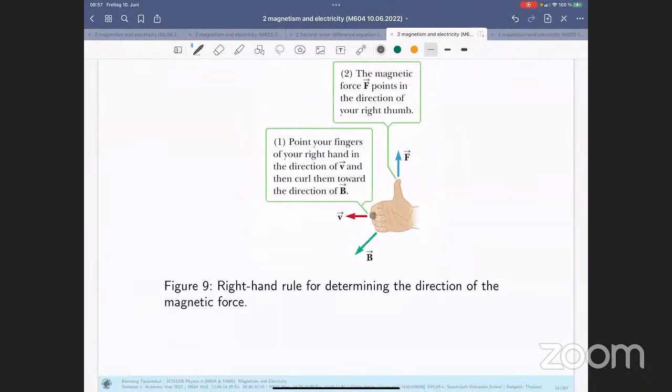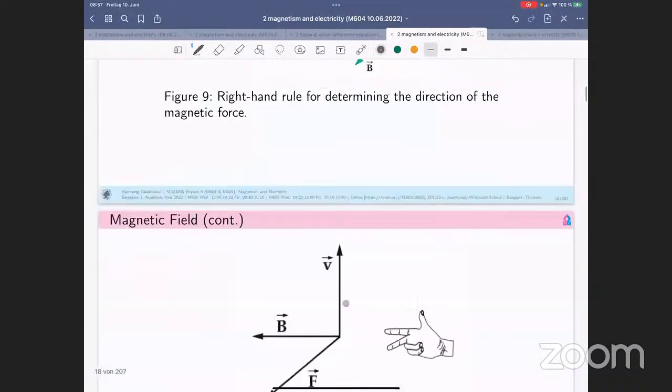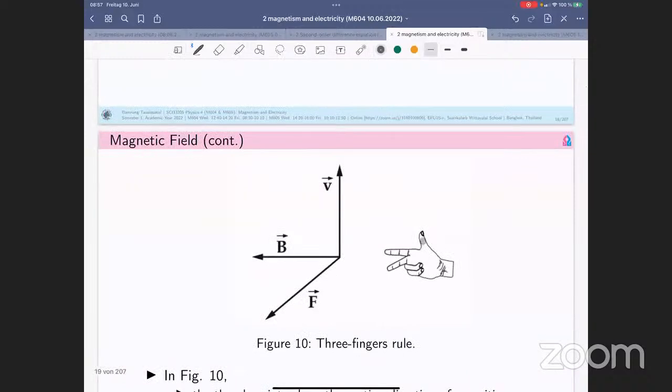And another way is that if you don't use your remaining 4 fingers to curl, you can use simply 3 fingers like this. This is the first finger and the second finger, you just lay it in the same direction as vector B.